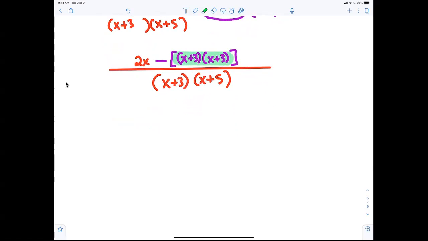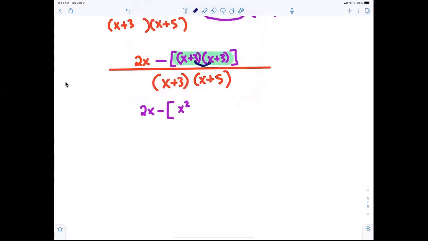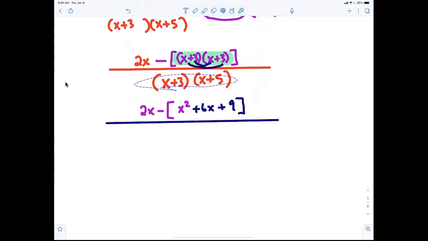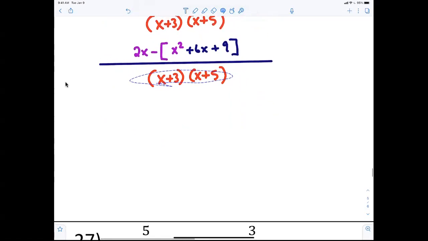So now we have to multiply that. 2x minus x squared. Smiley faces, here we come. 3x and 3x makes what? Plus 6x, plus 9. Right? I just like to distribute the negative last. Then I copy. Now distribute the negative, right?